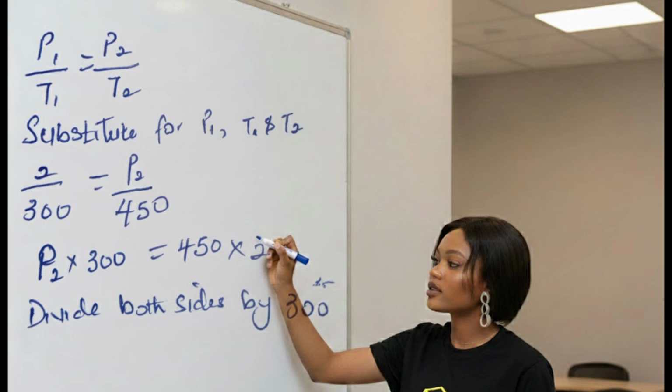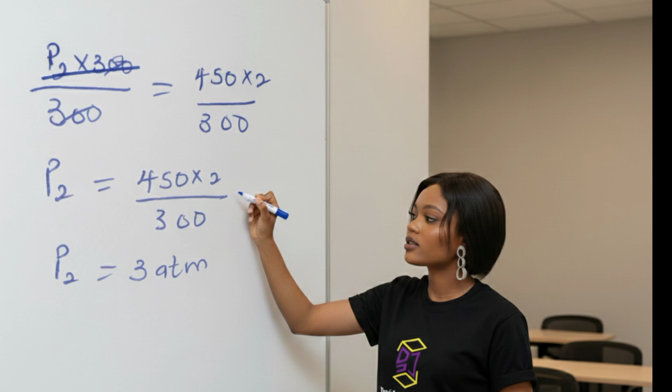We are going to cross multiply. We have P2 times 300 equals 450 times 2. Divide both sides by the coefficient of the unknown, which is 300. So over 300, the left hand side, right hand side over 300. The left hand side will be left with P2, and the right hand side we have 450 times 2 all over 300. Dividing through, we'll be left with 3 atm. So P2 is now 3 atm.